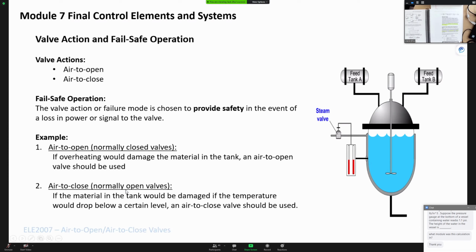Also, this normally closed, normally open. I think this is a very important thing. It's a safety thing. It's very important, so you better know this. You're going to encounter some of those questions. Yes? No? Yeah, you have to know this, to choose air to open or air to close.